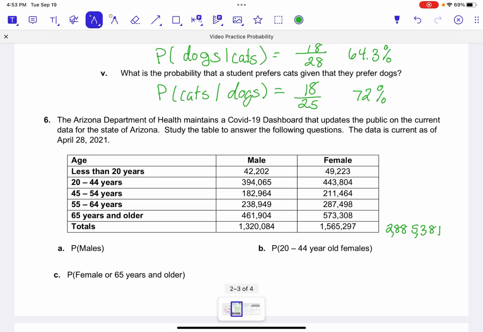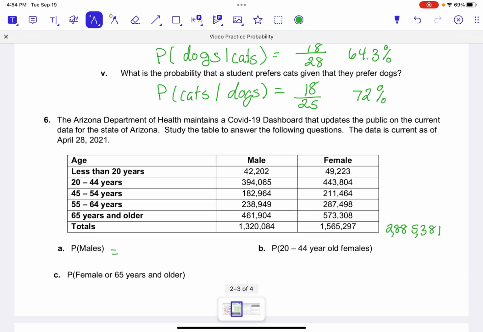Also looking ahead, I'm going to want the 20 to 44 total. Oh, no, I'm not. Never mind. I'm not reading. I need to read more carefully. Sorry about that. Let's ignore what other totals I need. I need just the total for now.